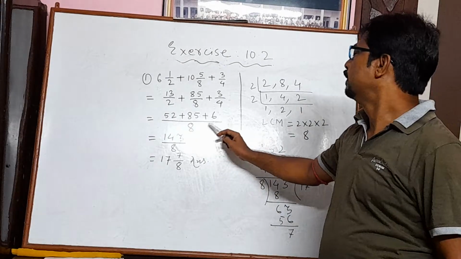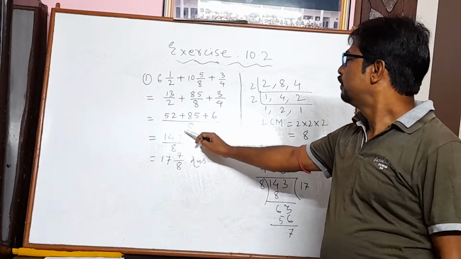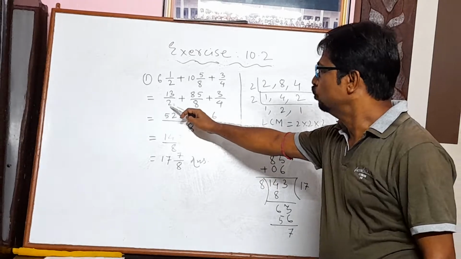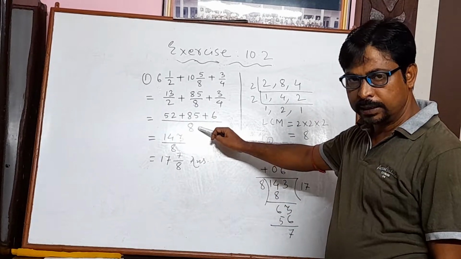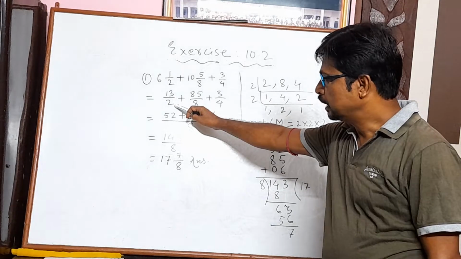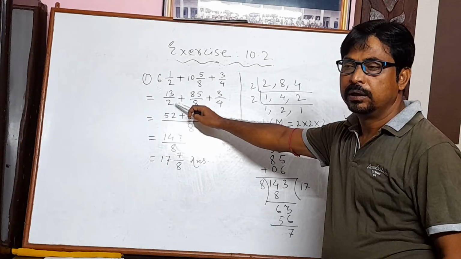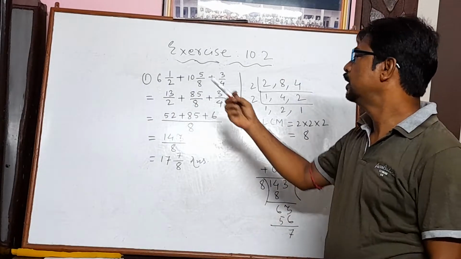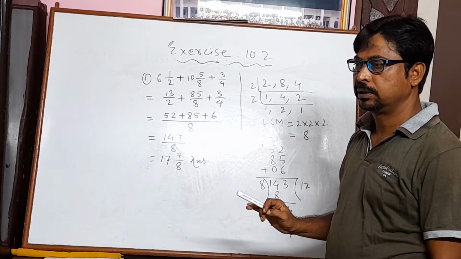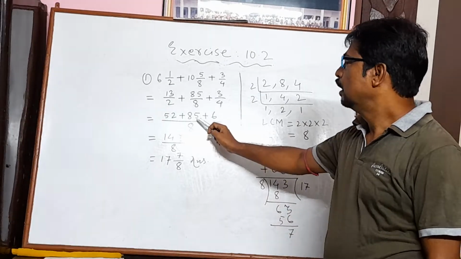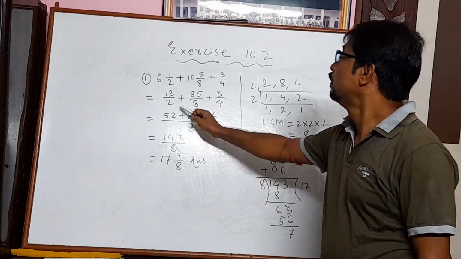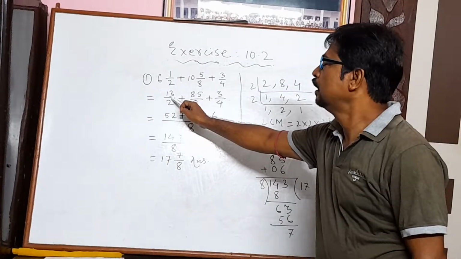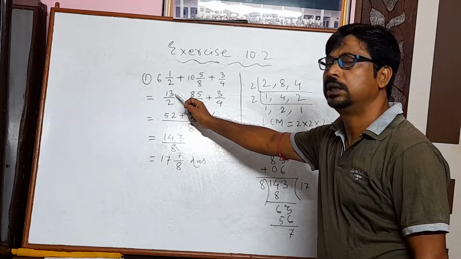So write the LCM first. After that, divide the LCM by the denominator. Whatever result we get, multiply that result with the numerator. That is the process. Once again, I am repeating: divide the LCM by the denominator. Whatever we get after division will be multiplied with the numerator.